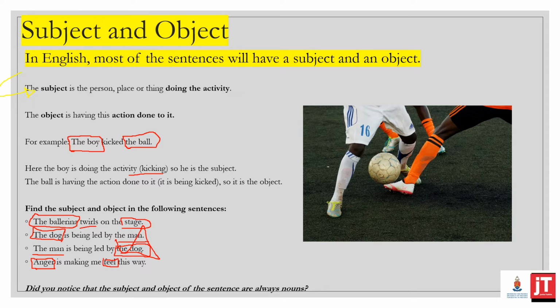Making me, I'm the one receiving this anger. I am the one feeling this way. So I'm receiving this activity. So me would be the object. Now, the reason why this is so important is because subjects and objects are nouns. Particularly when it comes to abstract nouns, when we're not quite sure, is this a noun? Is this an adjective? Anger is a tricky one in terms of nouns, because we always think of nouns as concrete things. If it's the subject or the object of a sentence, it's a noun. So that is quite important indeed.